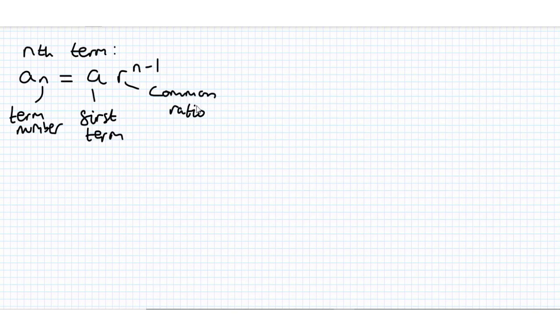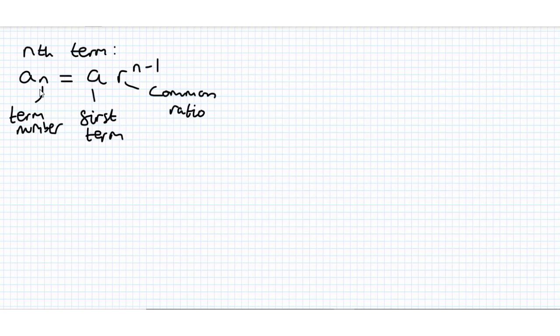Okay, and hopefully you can see why we have to have an n minus 1 here. It's because a_1 is the first term, and a itself here is also the first term, so we need r^(n-1) to equal 1, and that only happens when the power of r is equal to 0, so we need n minus 1 up at the top.